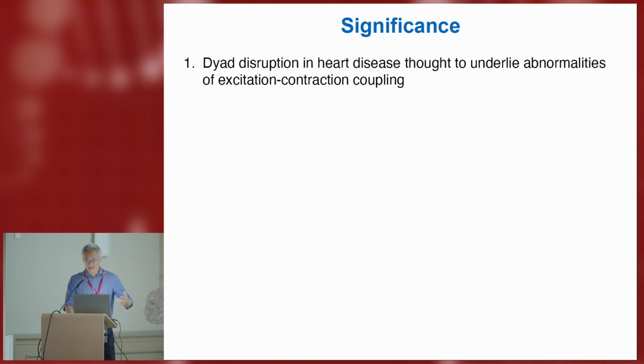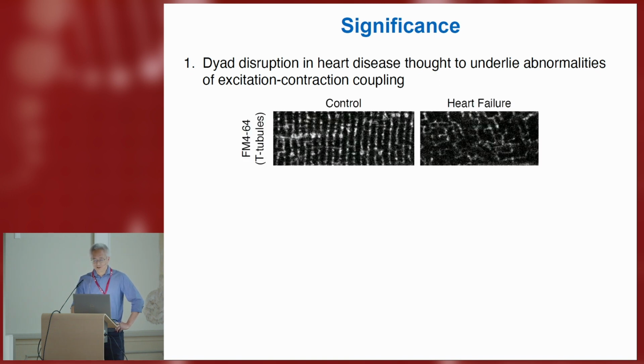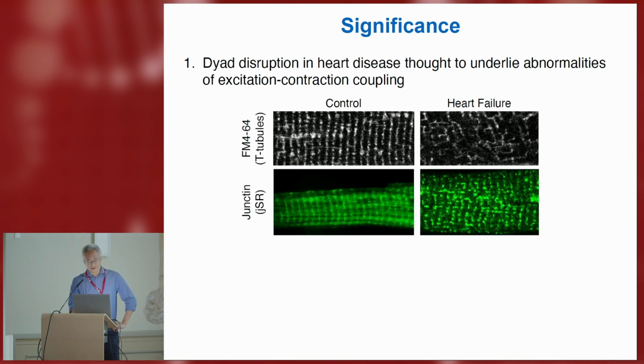So why is dyad assembly a significant question? In addition to just the biological interest in how this structure forms, it's well known that dyads are disrupted in many different types of heart disease, and it's thought to underlie the abnormalities of excitation-contraction coupling. So here's a mouse ventricular myocyte. There's a control, and then in a TAC model, you can see the disassembly and disorganization of the T-tubules. And this also applies to the junctional SR, which also becomes disorganized in heart failure.